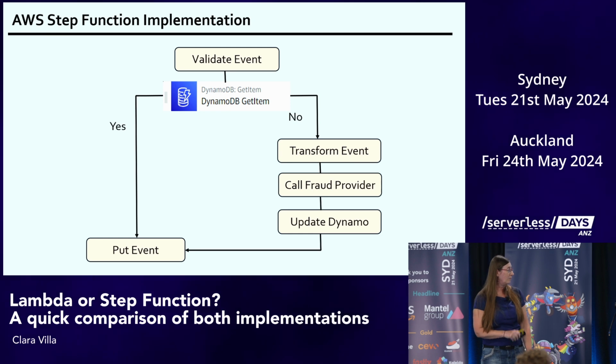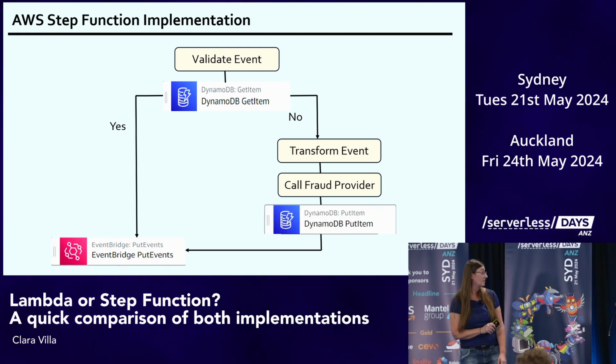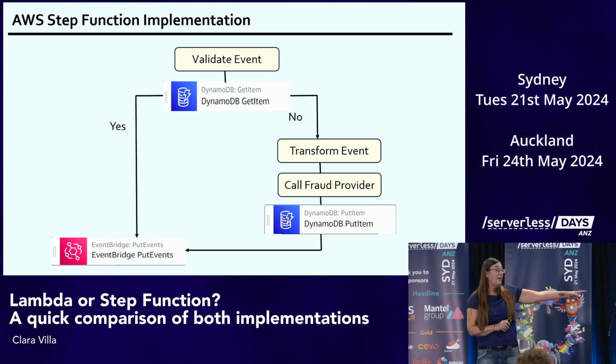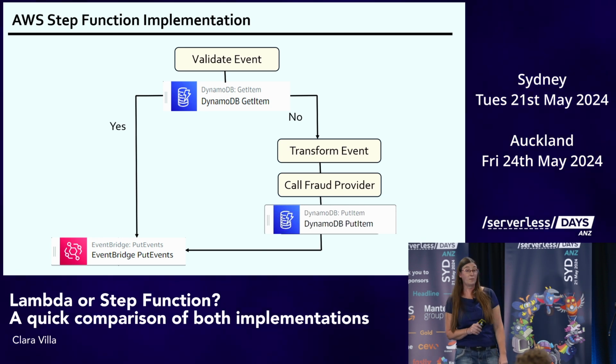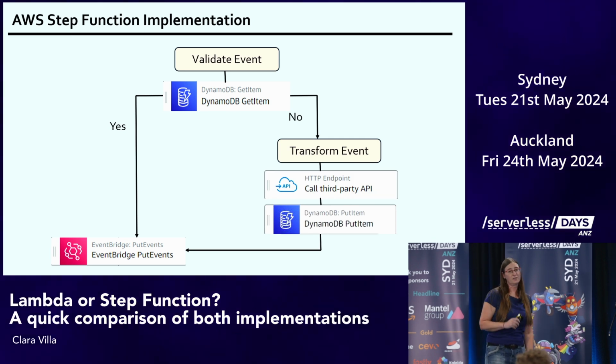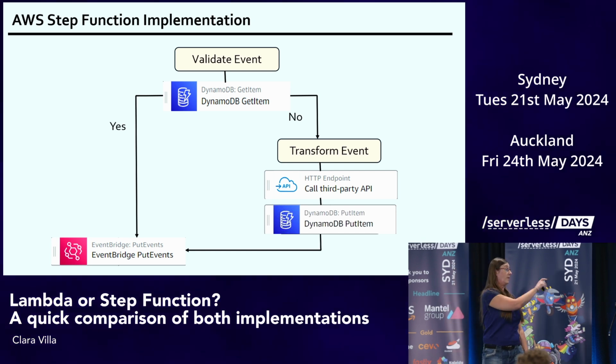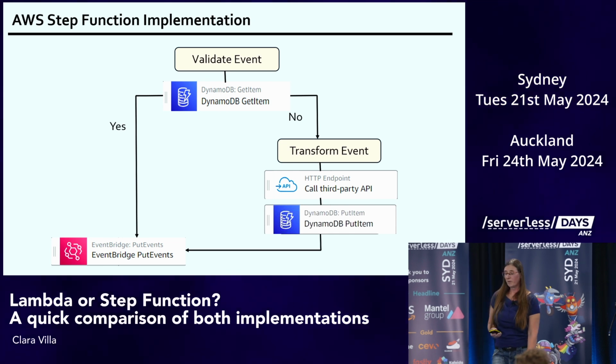Likewise, you can get item. You can also put item to Dynamo. And you can also talk to the bus. And funnily enough, even if it's not AWS services, there's a state that lets you talk to a third-party API. So you can see from this chart that the heavy lifting of your code this time can be done in your stack by your state machine. And you're left with validate and transform event.